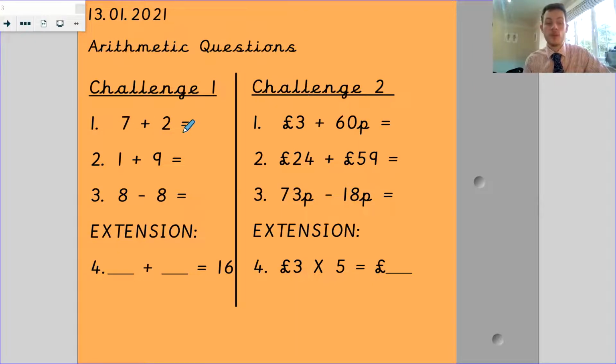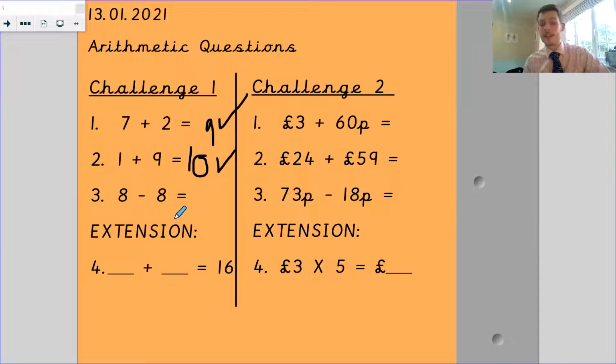7 add 2. Well, 7 in my head, 8, 9. So first answer, we've got 9. Give yourself a tick. 1 add 9. This is one of our number bonds to 10. We should know some of these that are going to pair together. So if we've got 9 and 1, or 1 and 9, they're always going to equal 10. So give yourself a tick.